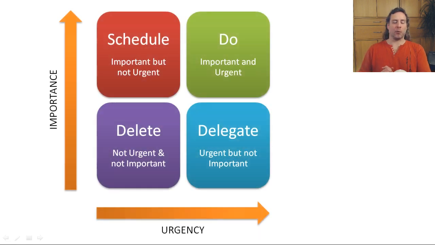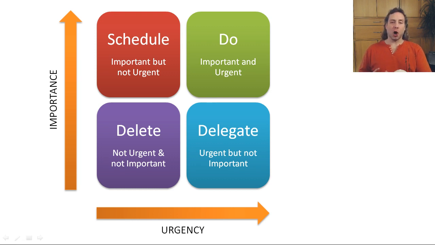And when you do that, you can create a grid like this. So on a set of axes, increasing vertically from bottom to top is increasing importance, and from left to right, increasing urgency. So over there on the top right, these are tasks that are important and urgent. These are tasks that you need to do quickly, now, first, before you do anything else.